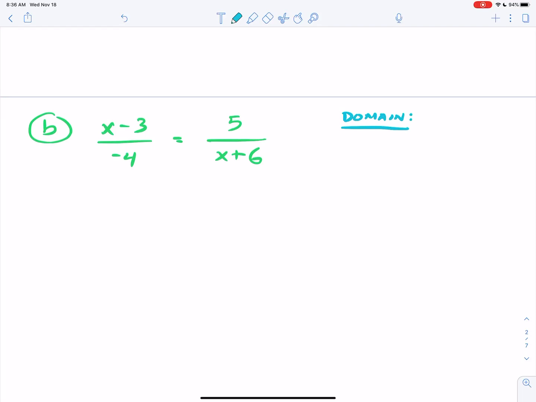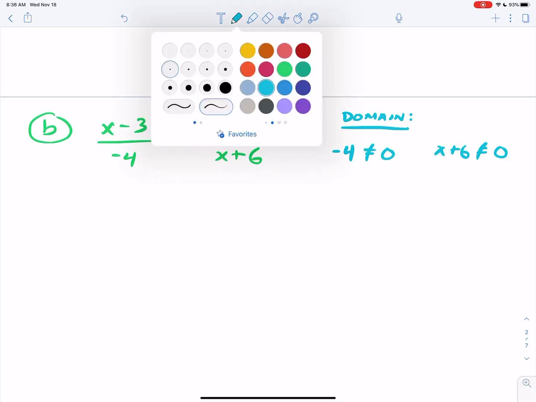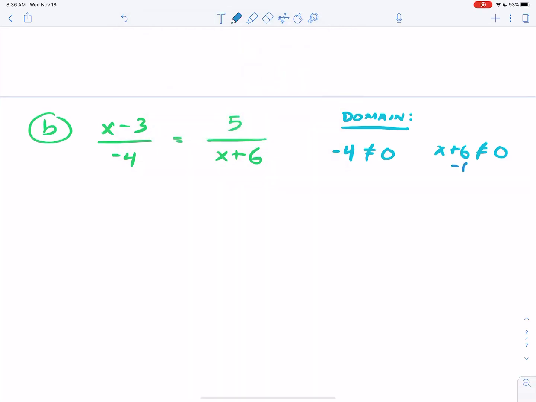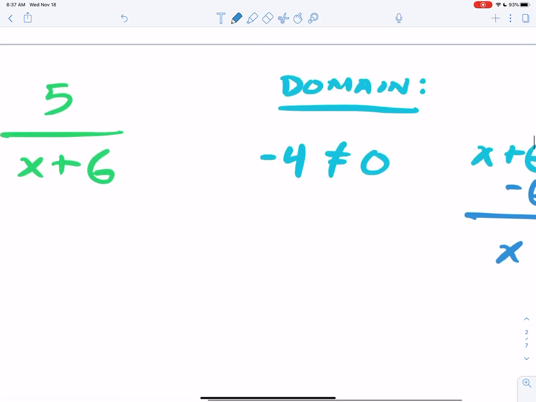Okay? So we're going to set our two denominators not equal to 0. So x minus 4 not equal to 0, and x plus 6 not equal to 0. Okay? So let's solve this one over here. We're going to subtract 6, so we know that x cannot be -6. Now over here, notice how there are no variables.